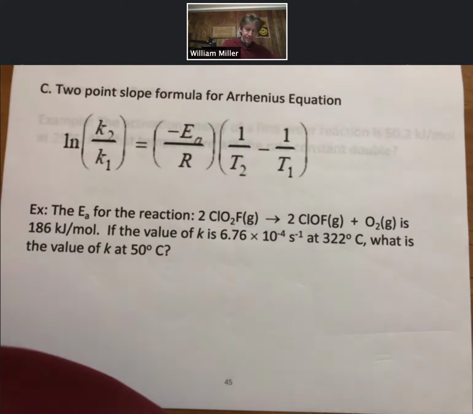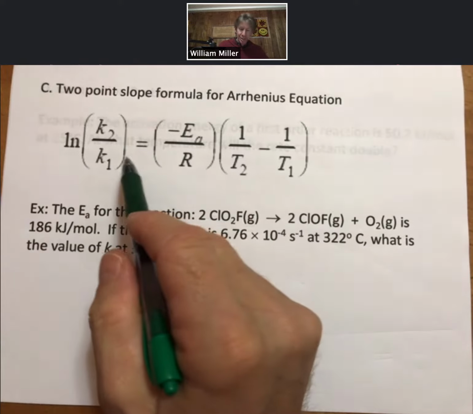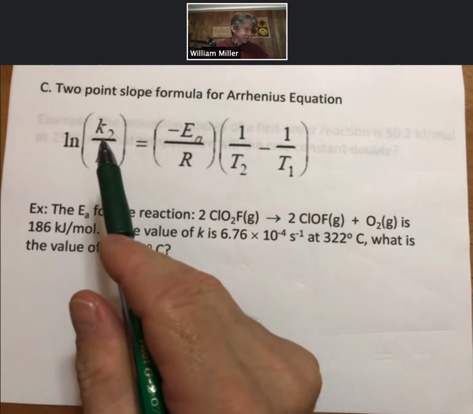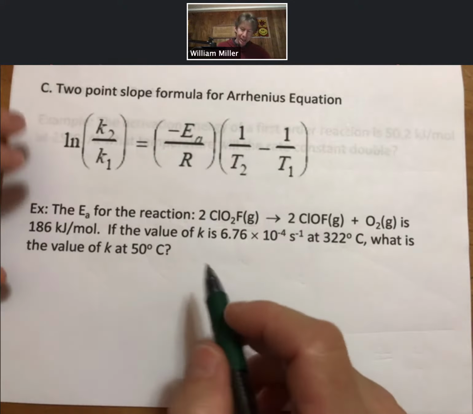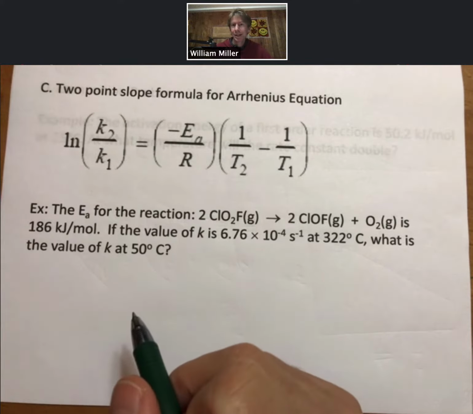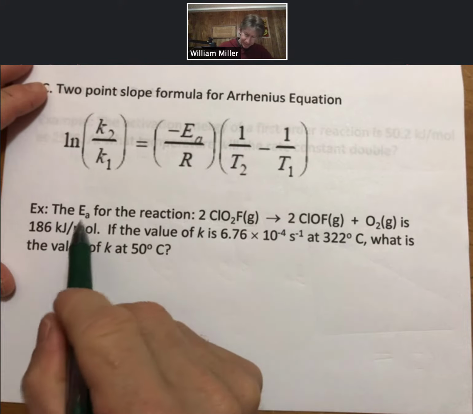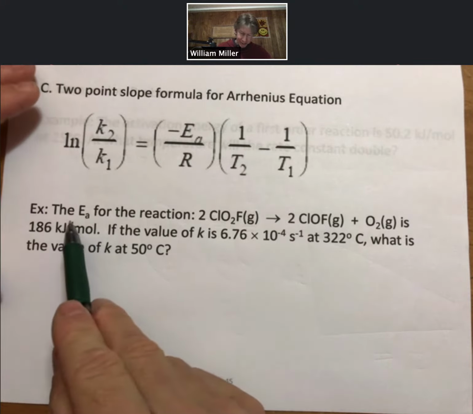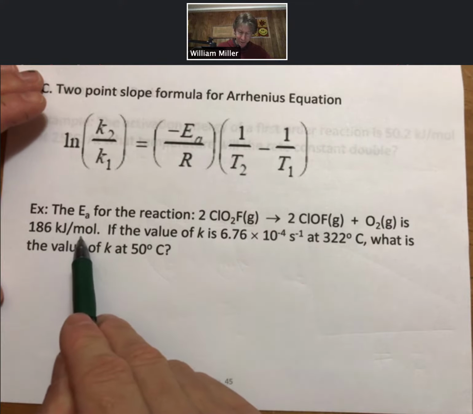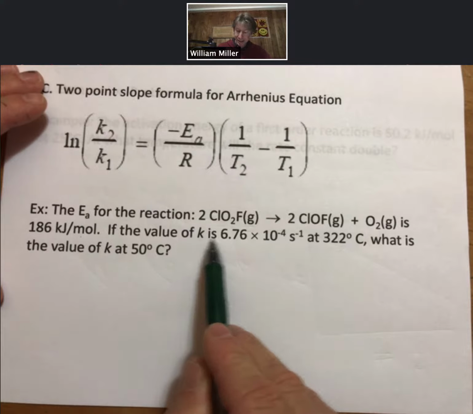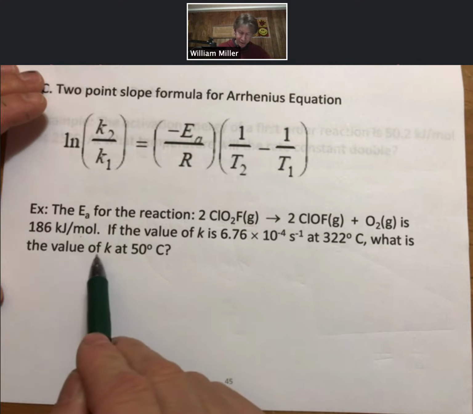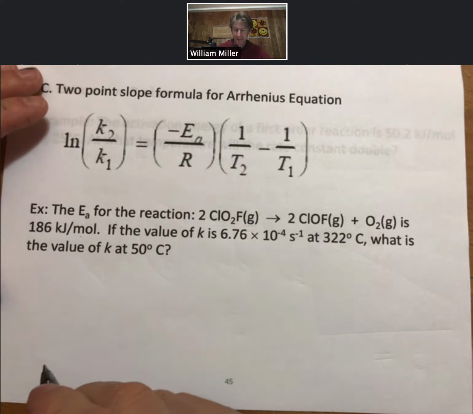Okay. Now, as we've done before, we can turn that into what's called the two-point slope formula. And that's the version that is on your conversion and equation sheet, and that you are more likely to need for the exam. So here's an example. It says the activation energy for the reaction blah, blah, blah, blah, blah is 186 kilojoules per mole. If the value of the rate constant is given here at 322 degrees Celsius, what is the value of K at 50 degrees Celsius?